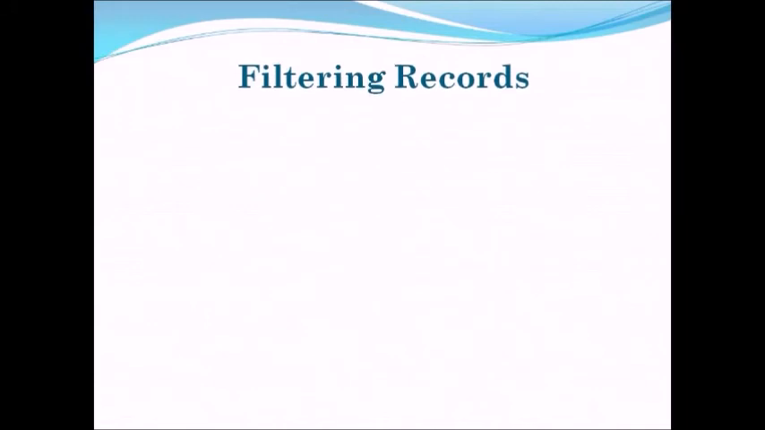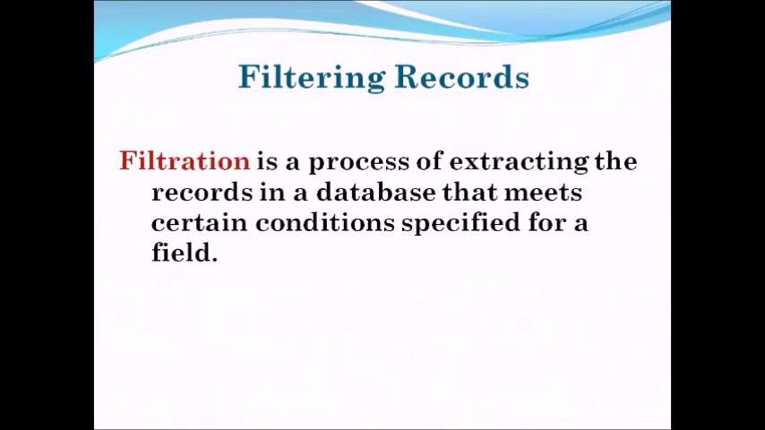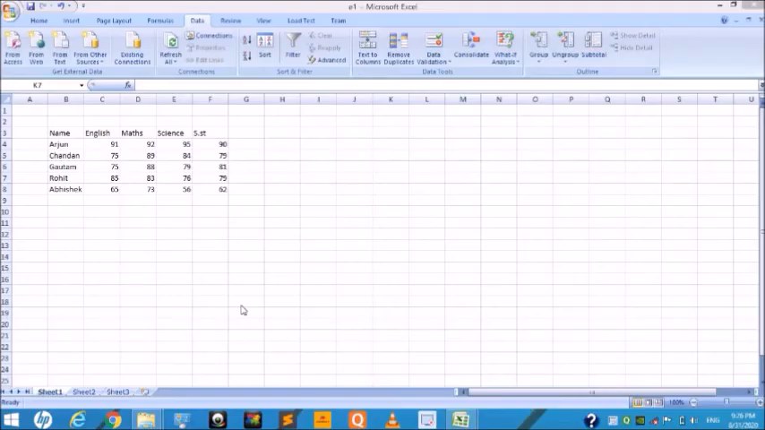Next is filtering records. So what is meant by filtration? Filtration is the process of extracting the records in the database that meet a certain condition specified for a field. Let's practically demonstrate it.